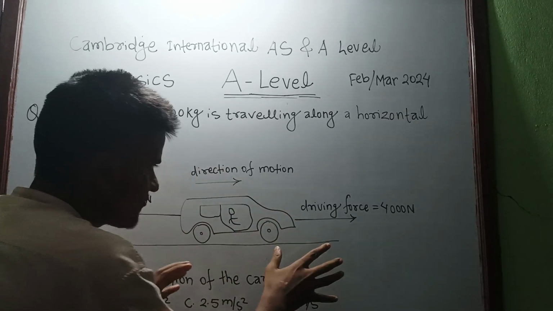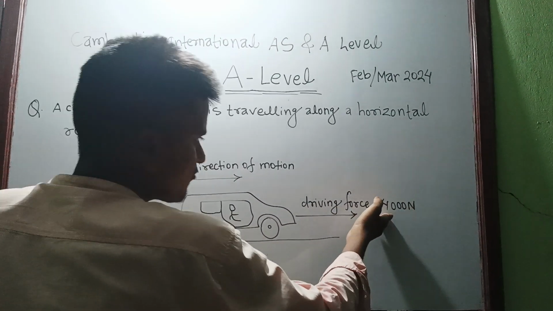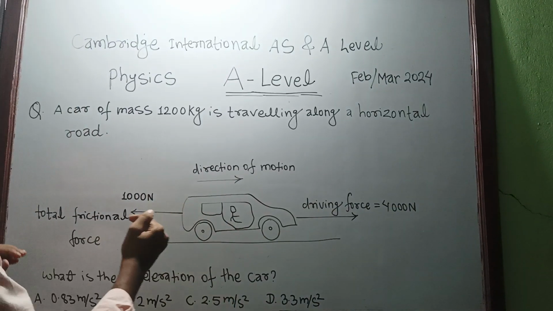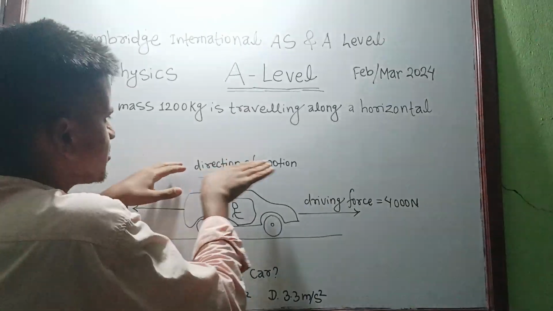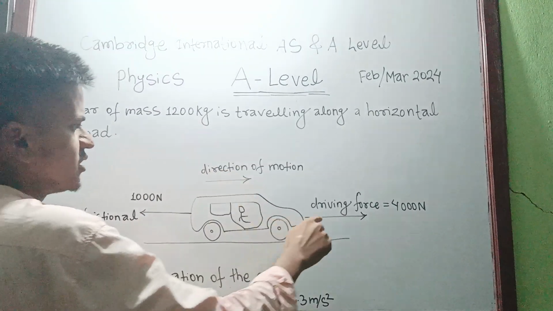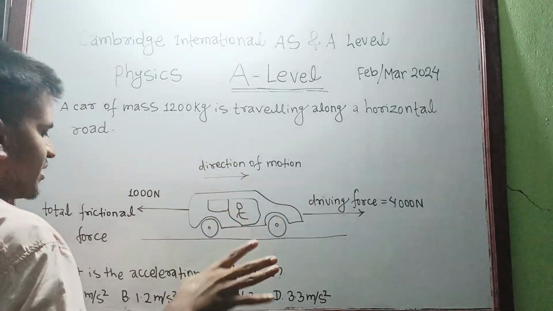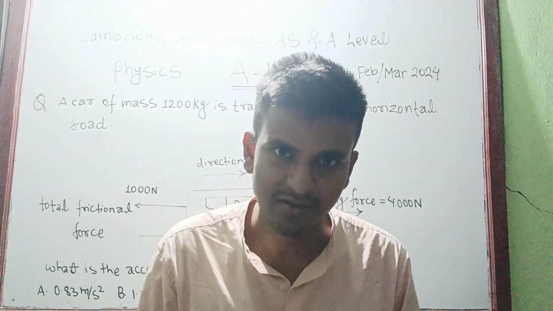Now here two things are very much important. The driving force is 4000 newton, and the total frictional force is 1000 newton. The direction of motion is in this direction. See the arrow, this is the forward arrow, this is the backward arrow. Now we need to pause for a while here.